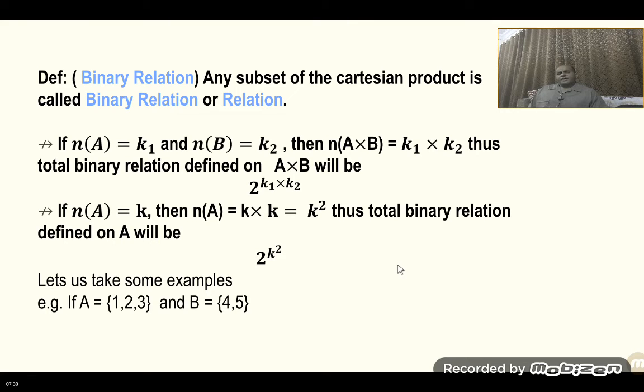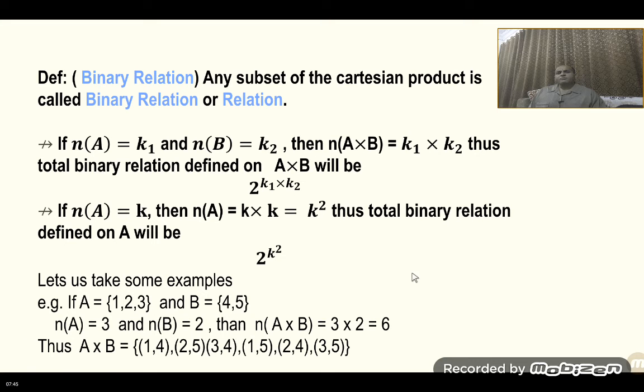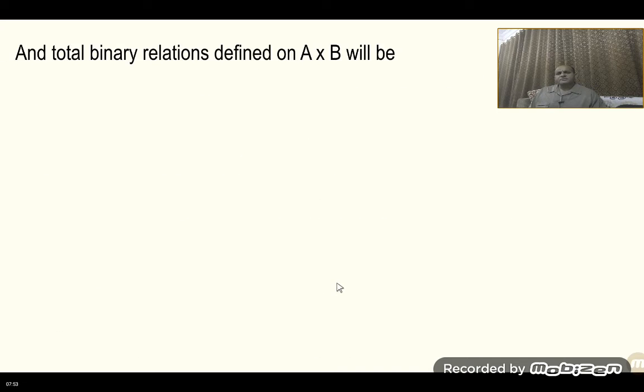Let us have some examples on this as well. Suppose we have that previous example, which we have repeated: set A has 1, 2, 3 and B has 4, 5. Then what is the number of elements in A, the number of elements in B, the total number of elements in A cross B, and the total number of binary relations? Now this is the previous A cross B. So the total number of elements in A cross B will be 6, and the total number of binary relations defined on A cross B will be 2 to the power 6, which gives 64.